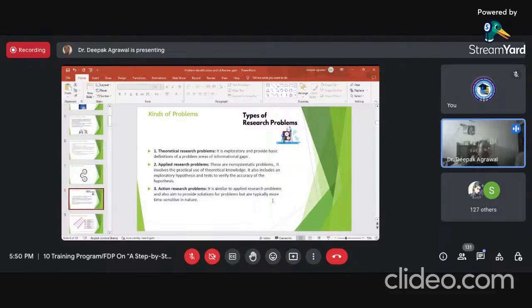When we talk about the theoretical research problem, it is explanatory and provides the basic definitions of the problem areas of informational gaps. In a simpler sense, this research problem is based upon some predetermined theory, and we try to identify and find the solutions related to those problems.